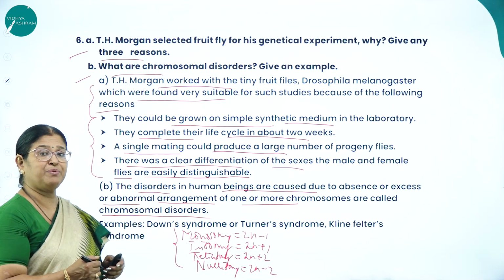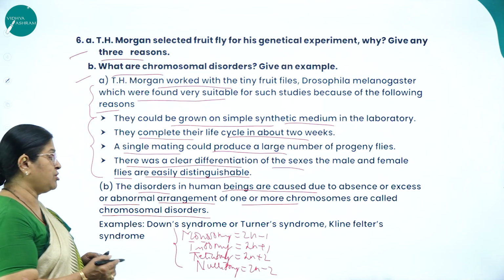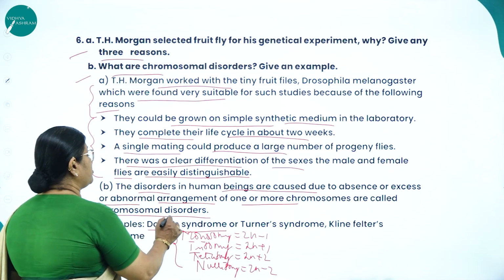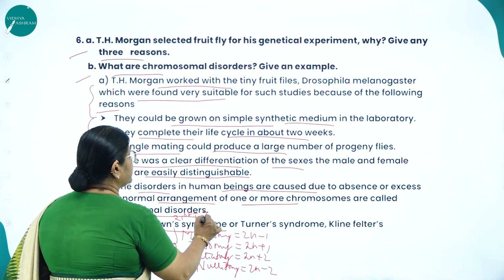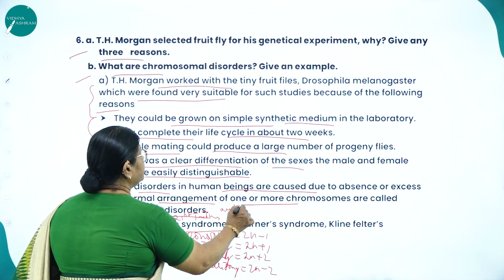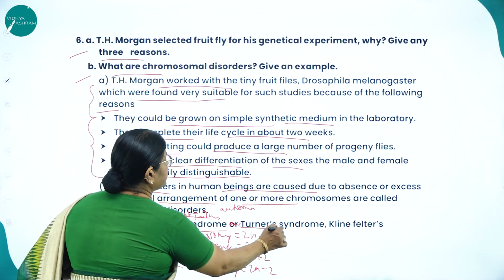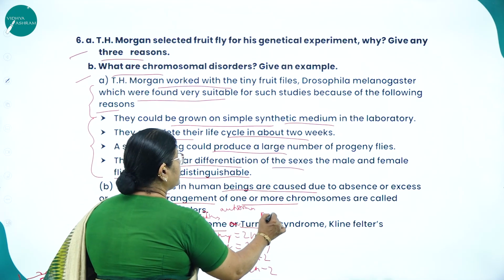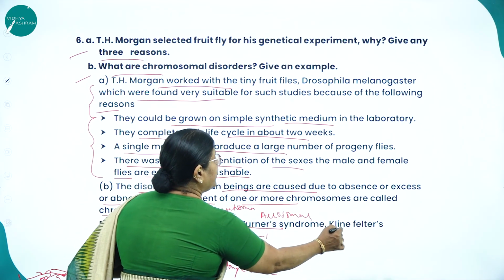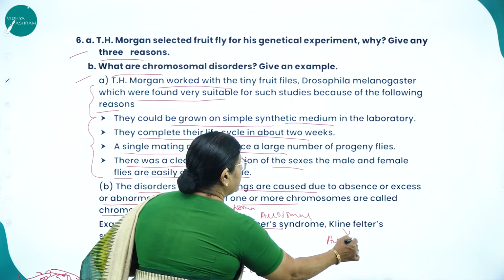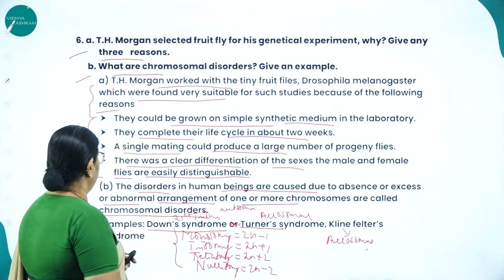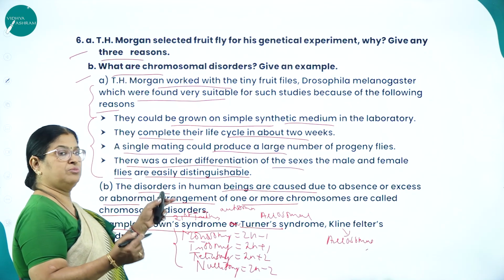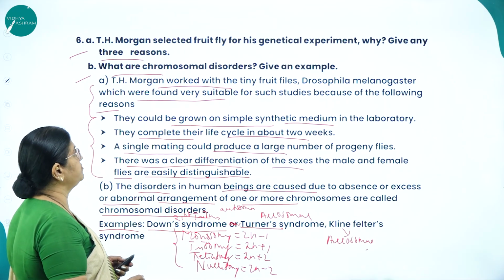What are the examples you are going to give for occurrence of chromosomal disorders? Very important is Down syndrome. As I already said, Down syndrome is also called 21st trisomy, which is an autosomal disorder. And one more, that is Turner syndrome. Turner syndrome is an allosomal disorder. Klinefelter is also again an allosomal disorder. So you can give Down syndrome, Turner syndrome, or Klinefelter syndrome.